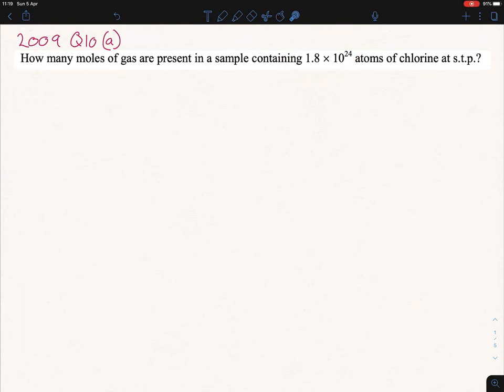In this case, we're looking for how many moles are present in a sample containing some X amount of atoms of chlorine. Now, chlorine as a gas is Cl2, which is a molecule, not an atom. So that's really important to remember. So, how many moles of gas, chlorine? We're looking for the number of molecules, not the number of atoms. Overall, we're looking for the number of moles of this chlorine molecule. So there is a formula we can use.